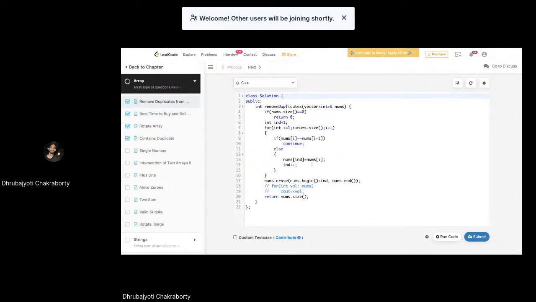Again, you can have a different approach as well, and you can try it on your own. So this is the first question. It's pretty simple. We'll move to the second one now.